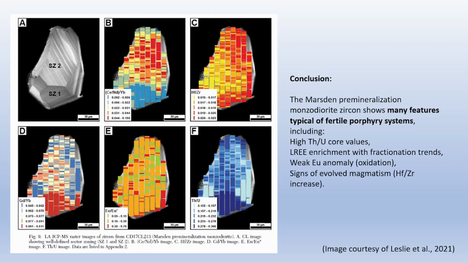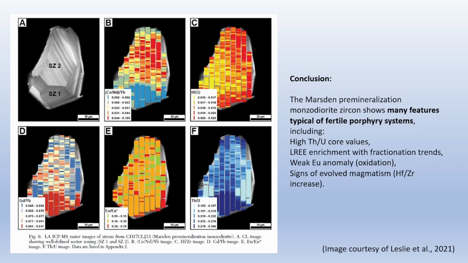And in panel C we have hafnium zirconium ratios. Hafnium loves to stay in the melt longer than zirconium. So when this ratio climbs, it's a signal that melt is getting more fractionated and more evolved. And guess what? The red and orange zones toward the rim show just that. Evolved, oxidized, and ready to precipitate metal-rich fluids.